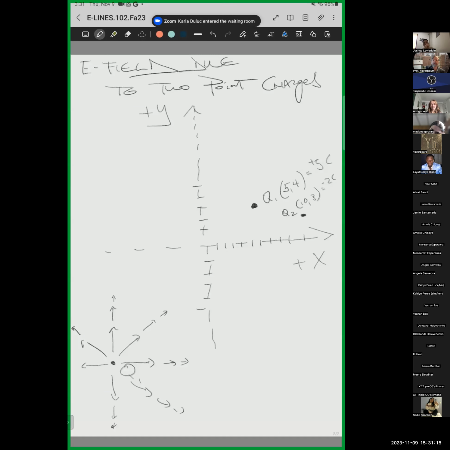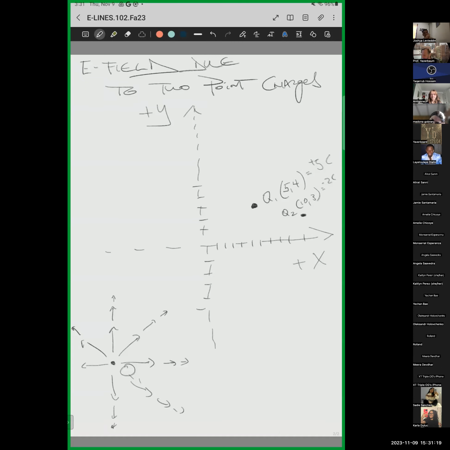Like that picture is saying, if there was nothing else in the world or nothing else in the lab, if a little other positive test ever came along and landed anywhere in space, it would land on one of these arrows. I'm just drawing a representative slice of these arrows. It would land on an arrow, and the arrow that it lands on would tell us how hard and in what direction it would be shoved away due to Q1, right?